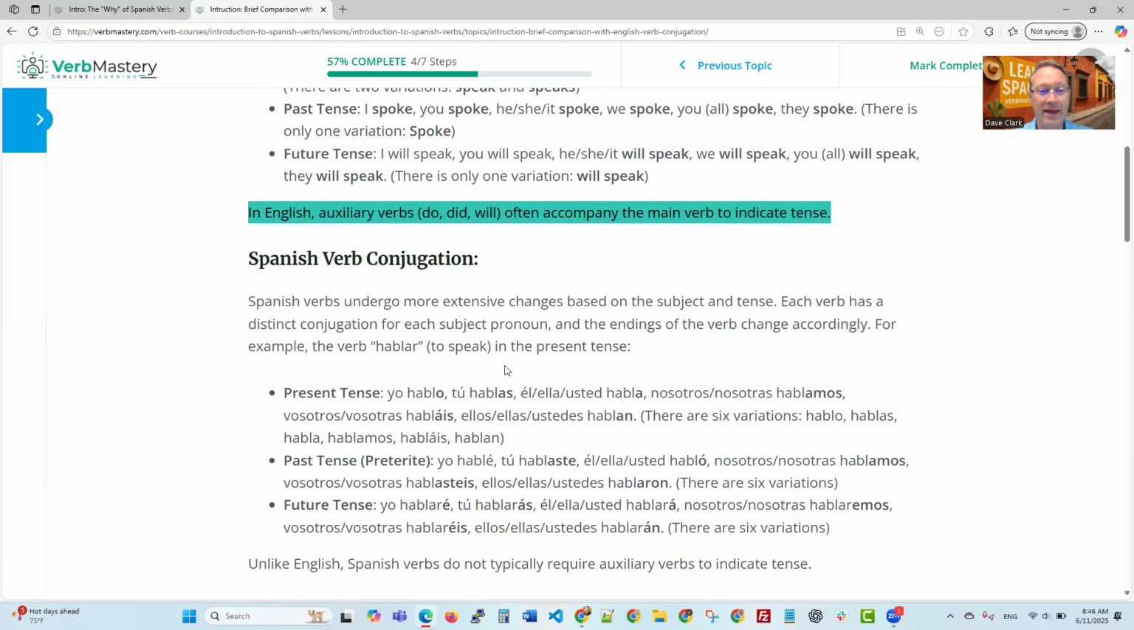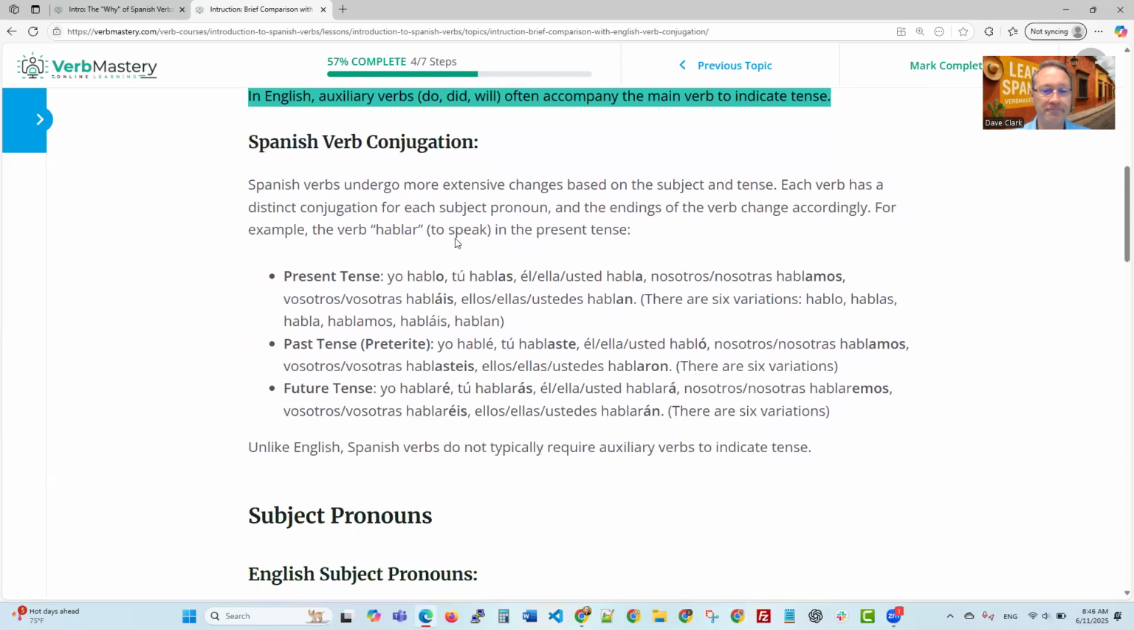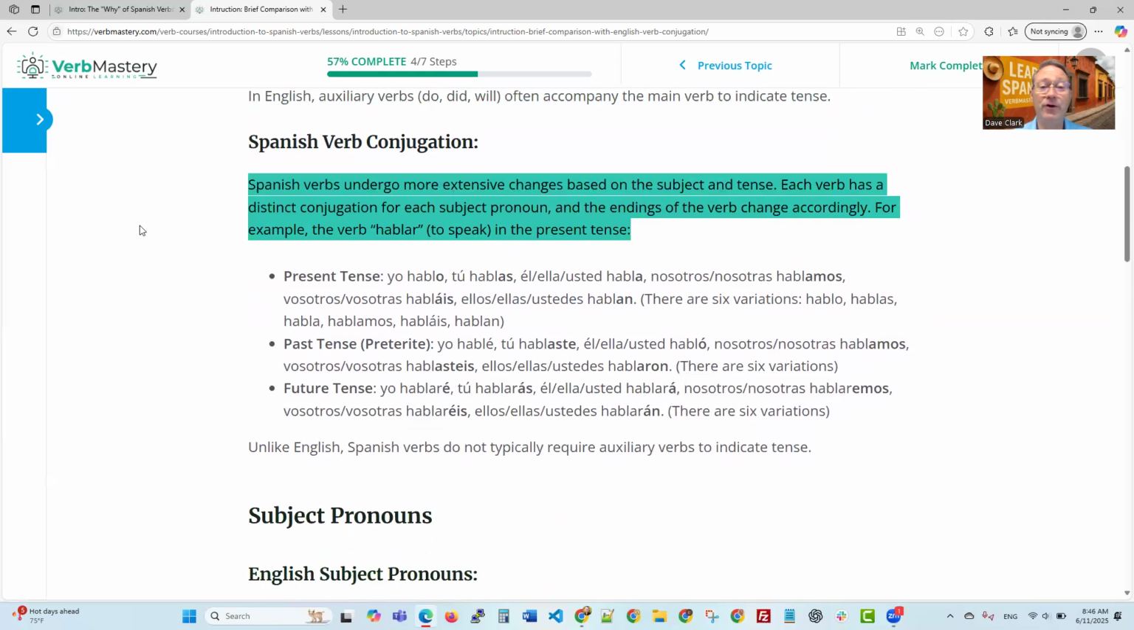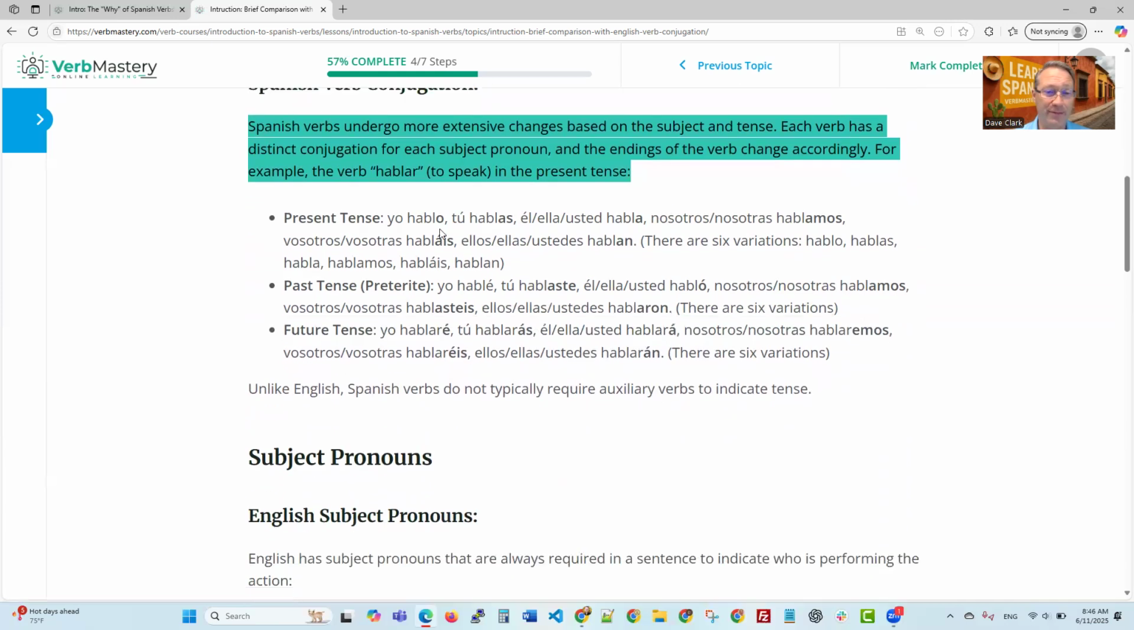Now let's look at Spanish verb conjugation. Spanish verbs undergo more extensive changes based on the subject and tense. Each verb has a distinct conjugation for each subject pronoun, and the endings of the verb change accordingly. For example, the verb hablar, to speak, in the present tense. Let's look at that. Here we go.